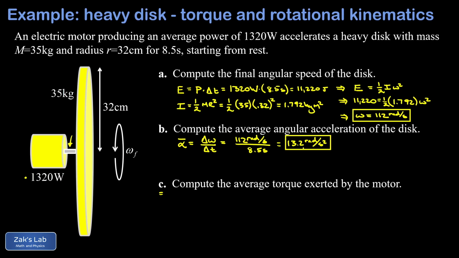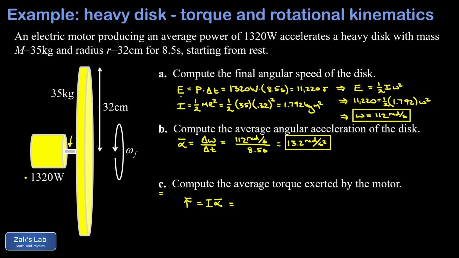In other words, the disk is speeding up on average by 13.2 radians per second every time 1 second goes by. Okay, now that we have the average angular acceleration of the disk, we can get into part C, where we're asked to compute the average torque exerted by this motor. So when we observe an angular acceleration, we know there must be a torque on this object causing that increase in its rotational speed. And the relationship between torque and angular acceleration is given by tau equals I alpha. And here we're talking about average values.